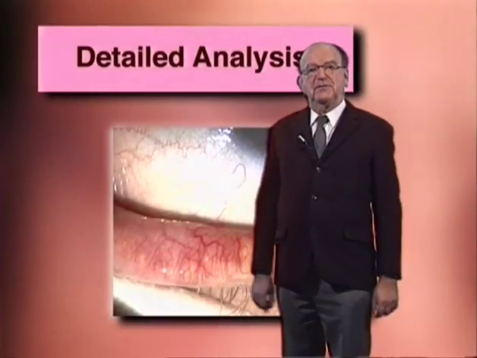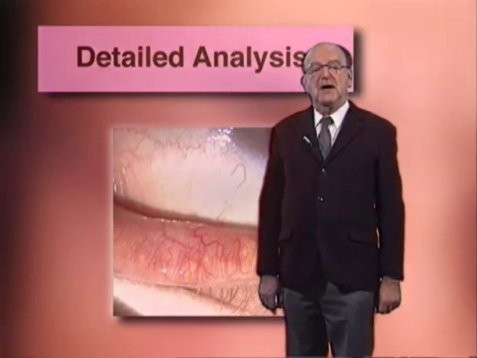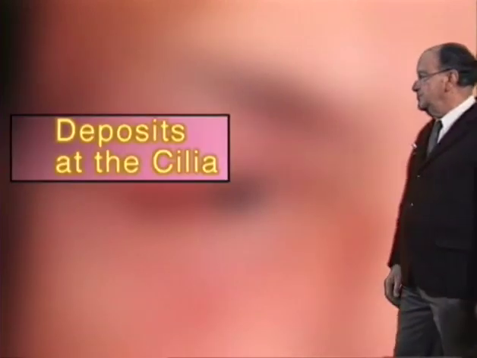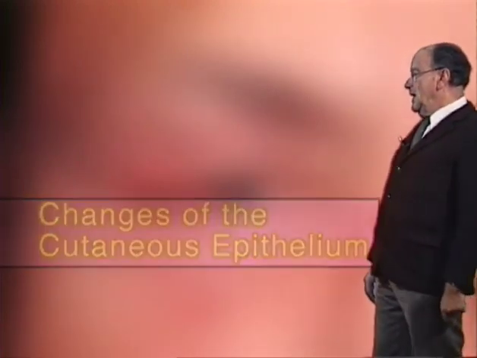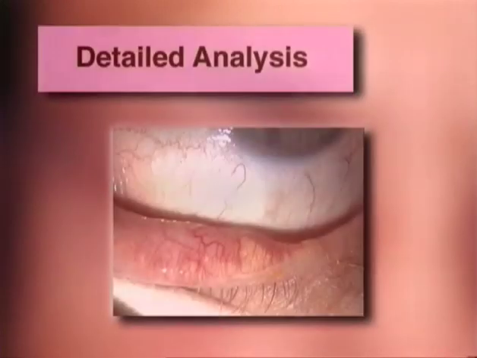In this chapter, we will discuss microsigns of wrong tissue at the wrong place. We will analyze tissue alterations at the inner edge, pathological deposits at the lashes, tiny changes of the cutaneous epithelium, and pathology of the orifices of the tarsal glands.